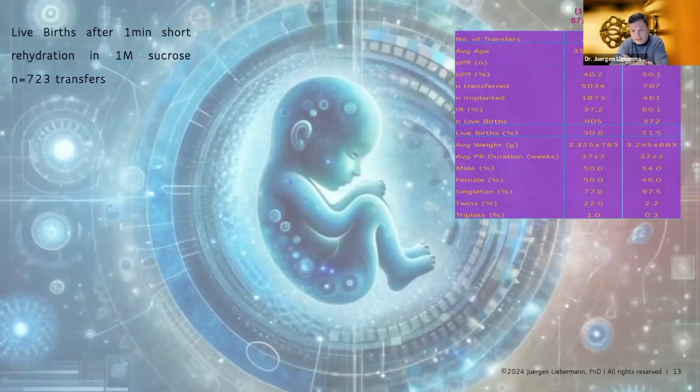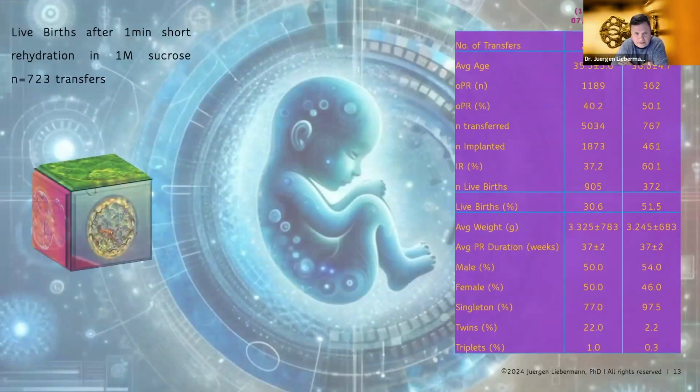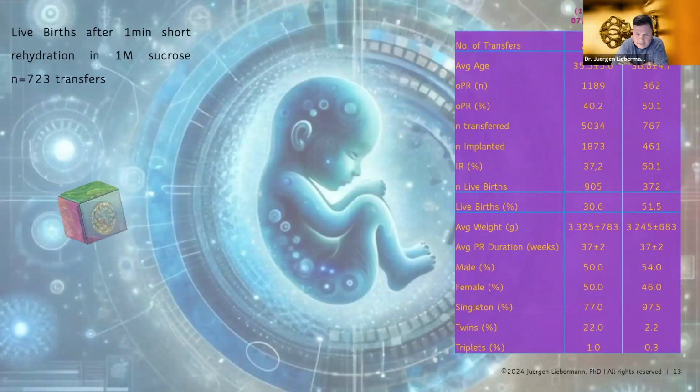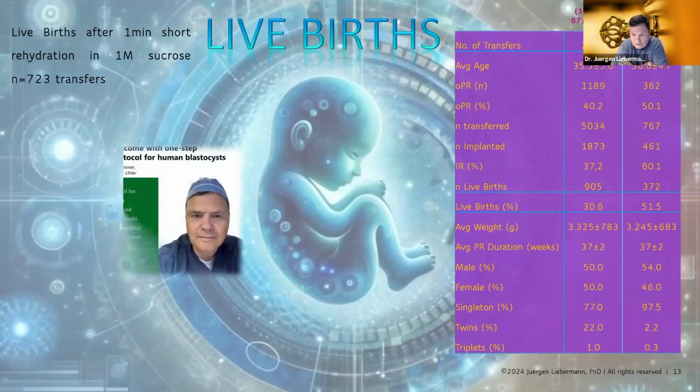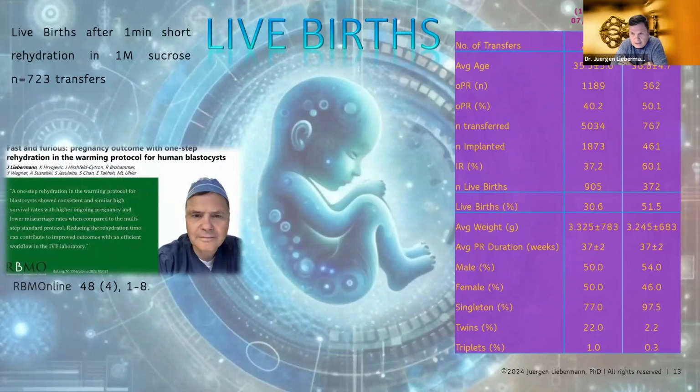For our live births, we can look at 723 transfers so far, and I compared that to about 3,000 cycles we did between 2007 and 2014, and we see a significant increase in the live birth. We achieved 31% in the early days, and now with this protocol, we can expect a live birth of 51.5%. The average weight of the children is similar, and for totally normal also as well. It's an average pregnancy duration.